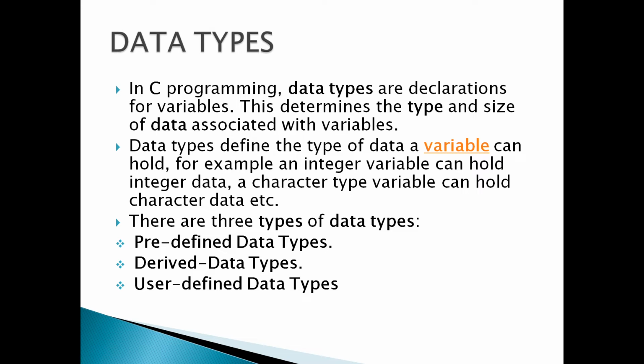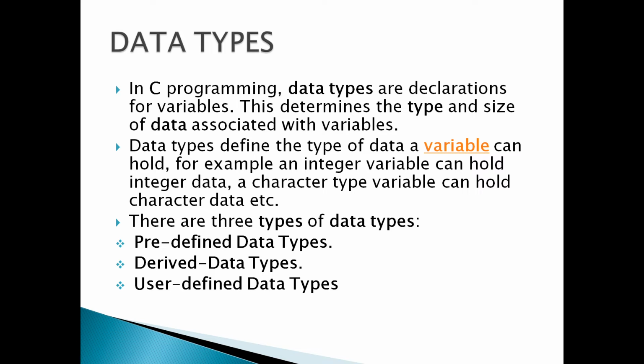Next, the topic is data types. In C programming, data types are declarations of variables. This determines the type and size of data associated with a variable. Don't get confused between data, variable, and data type. A data type defines the type of data a variable can hold. For example, an integer variable can hold integer data, and a character type variable can hold character data.